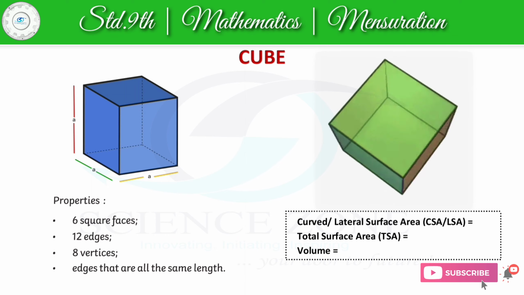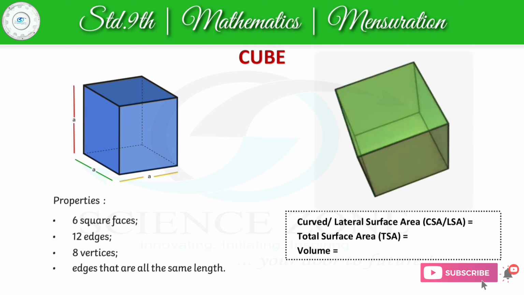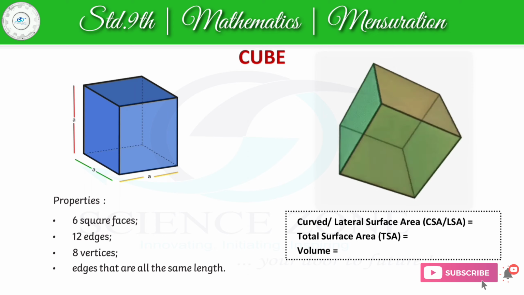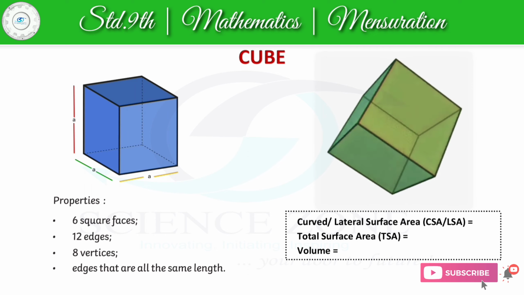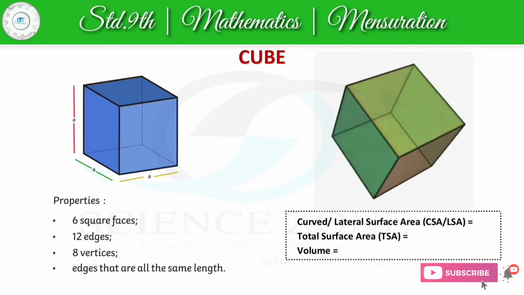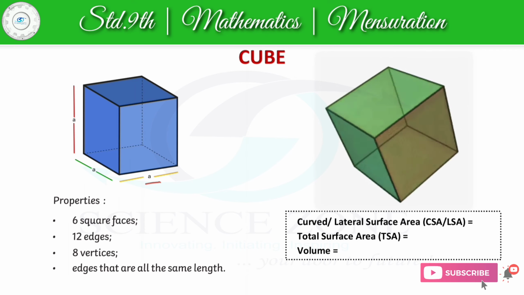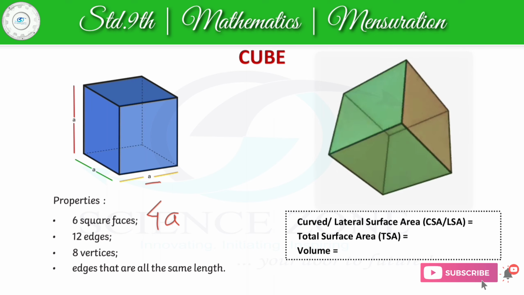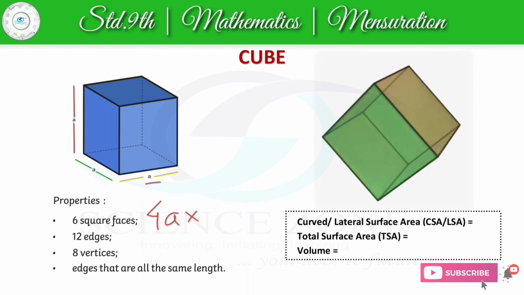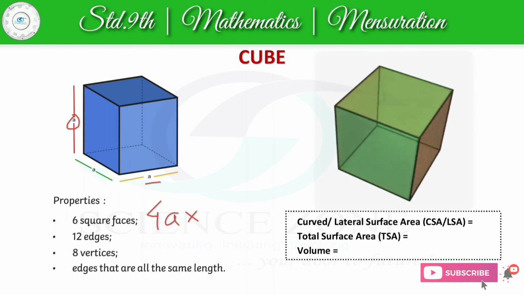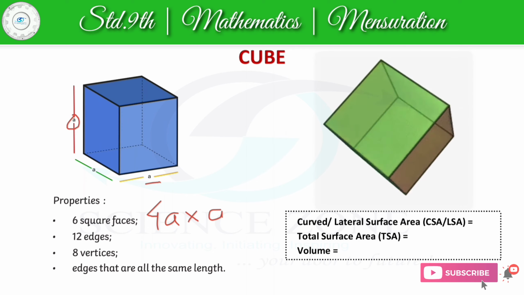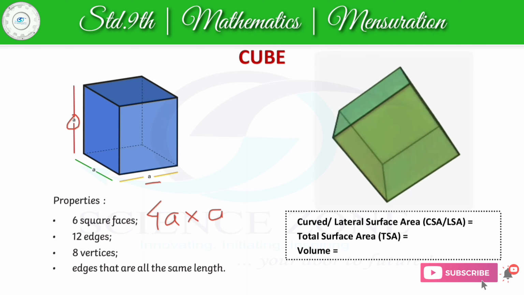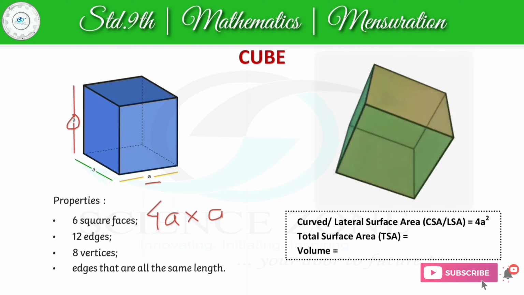So let's find out what is the formula for CSA of a cube. The base is a square. What is the perimeter of a square? 4 times the side. The length of the side is A. So the perimeter of the base will be 4A multiplied with height. Here the height of the solid is A again. We multiply it with A. 4 times A multiplied with A will give us the curved surface area, that will be 4A square.